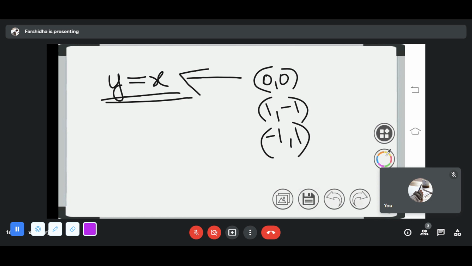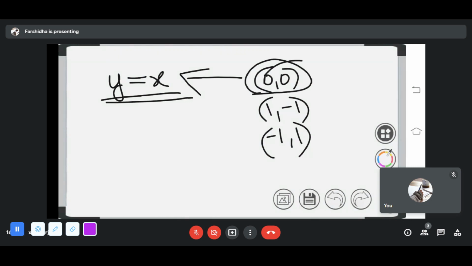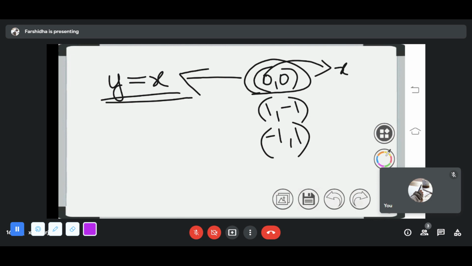Take the first point. First point is x is equal to 0, y is equal to 0. Put x is equal to 0, y also becomes 0. So it satisfies the first condition.